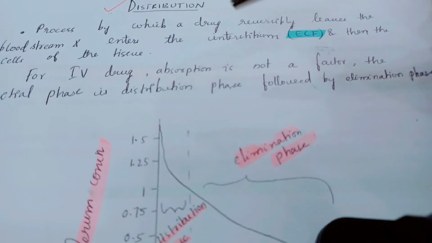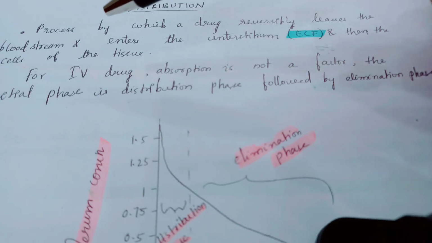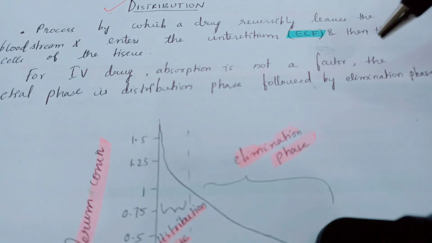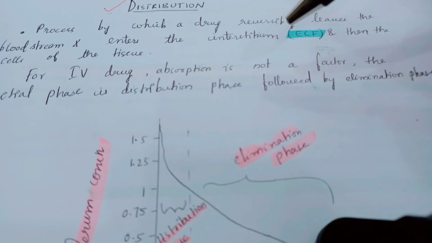We're going to learn a little bit about distribution and volume of distribution. Distribution is the process by which a drug reversibly leaves the bloodstream and enters the interstitium or ECF, extracellular fluid, and then the cells of the tissue. Basically, the drug distributes among the tissues in the body.